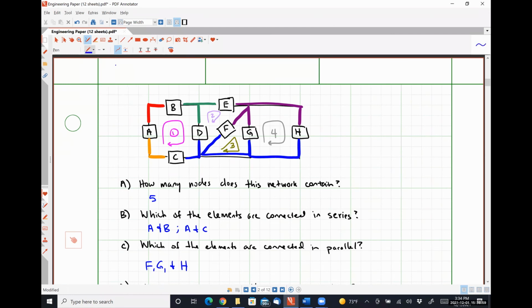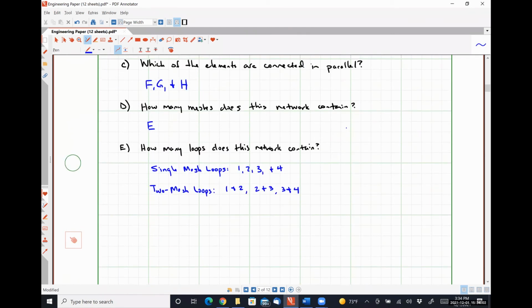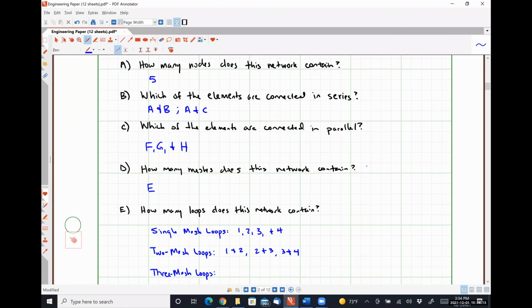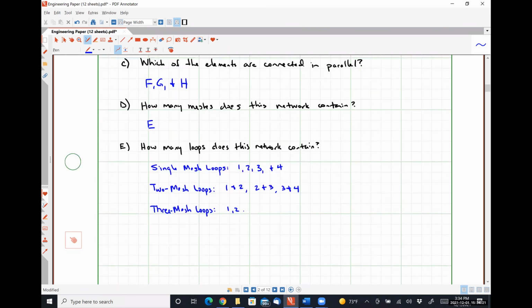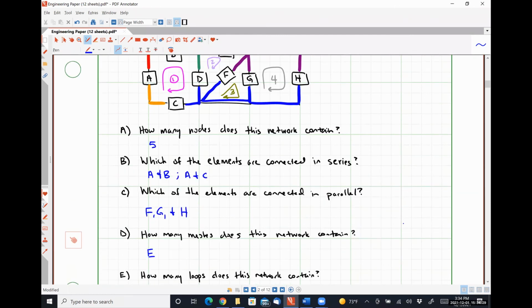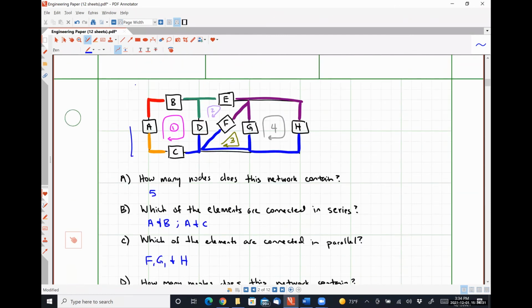All right. There should be some 3 mesh loops. How many? 2, right? One that contains meshes 1, 2, and 3. And another that contains meshes 2, 3, and 4. So effectively, this guy, and then we shift it over 1 mesh to get the other guy.